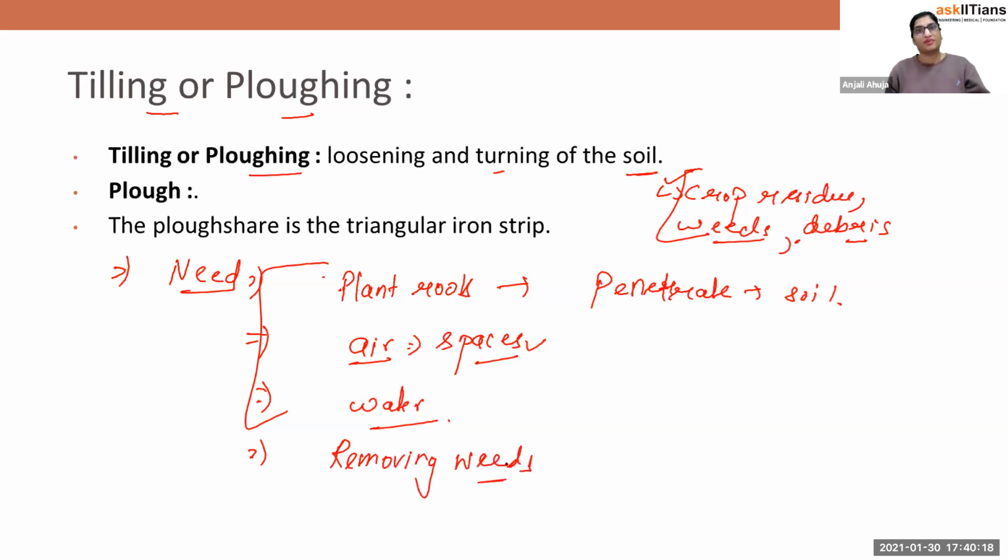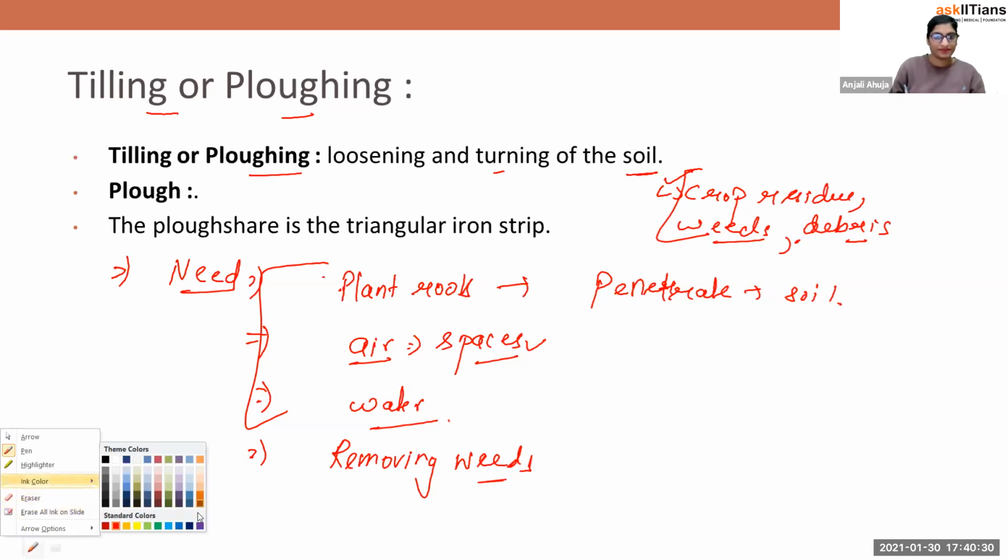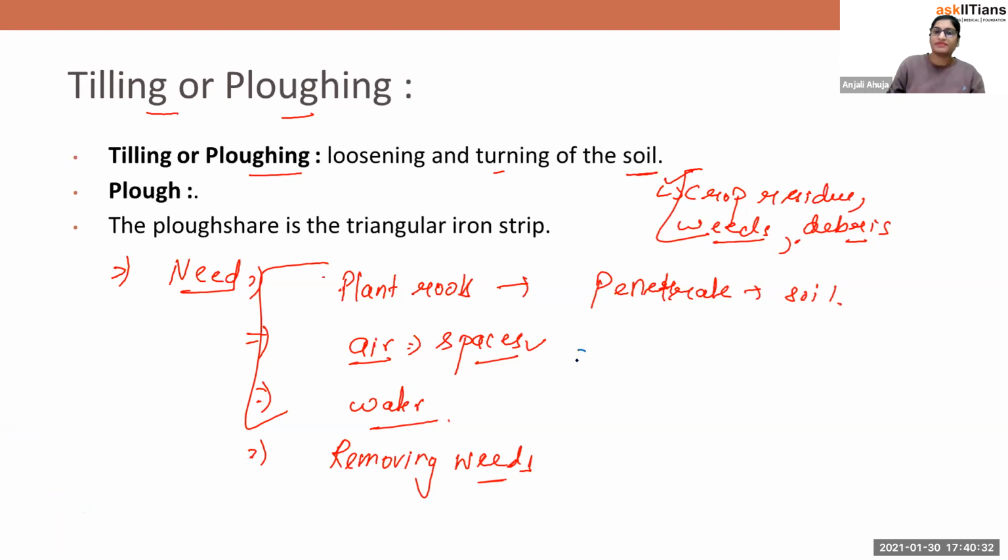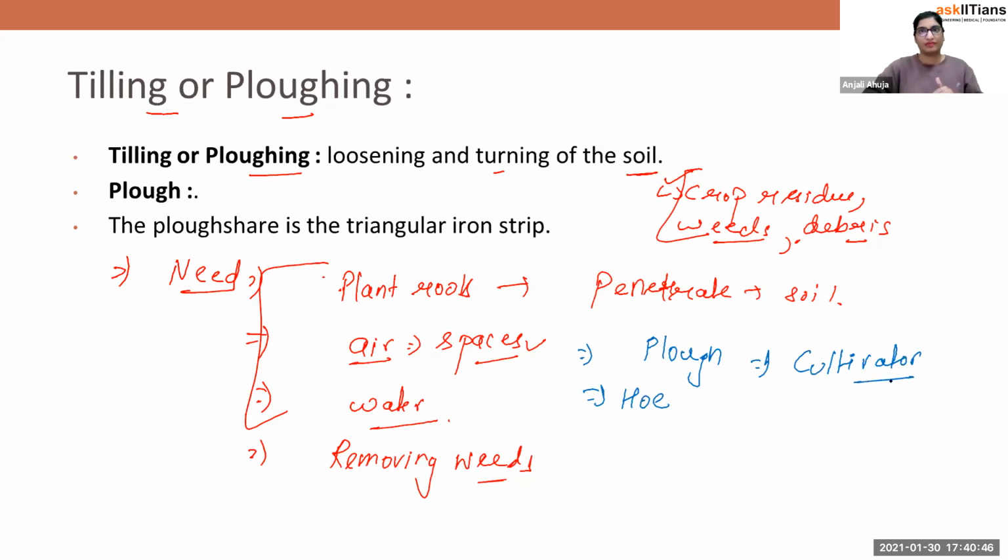So the need or the importance of ploughing is clear to you. Now let's take a look at how ploughing is done. Ploughing is mainly done in 3 ways. I'm just writing it up on the same screen, guys. One is plough, next is hoe, and the third one is cultivator. These are the three ways through which we cut and turn the soil up.